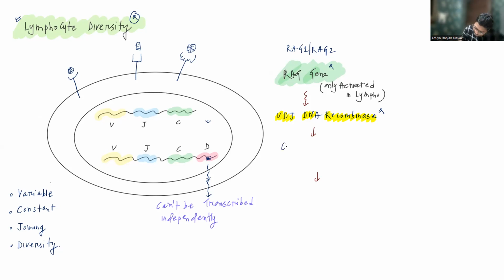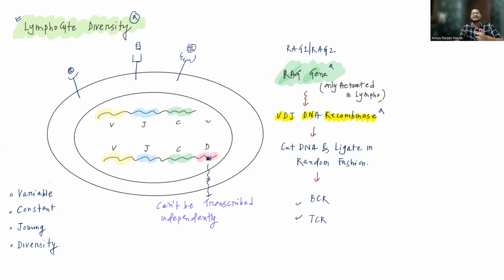So they can cut DNA and ligate in random fashion so that different types of DNA segments can be formed, and now these DNA segments can be transcribed and they can produce various lymphocyte receptors, and this is true for both B lymphocyte and T lymphocyte. That means they can produce a variety of B cell receptors in the B lymphocytes and a variety of T cell receptors in the T lymphocytes. So I hope this concept is clear. This is how lymphocyte diversity happens.